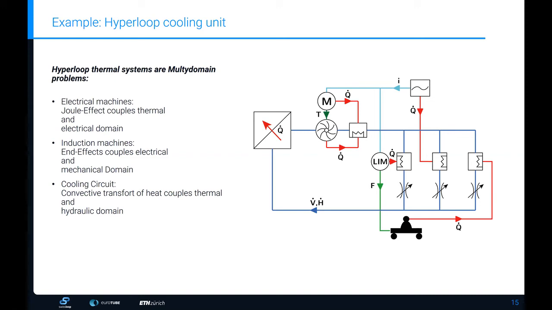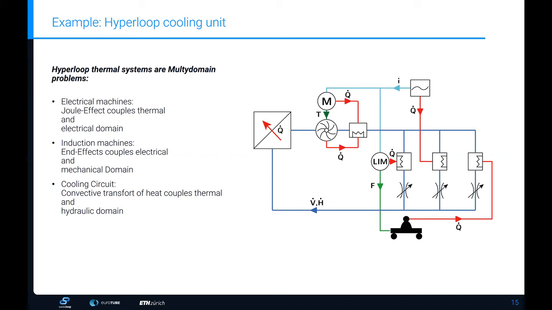And also because we are using induction motors, namely the linear induction motors, they suffer from end effects. And these end effects are coupling the electrical and mechanical domain, because end effects are scaling with the speed of the vehicle. And if your vehicle is fast, you will have more end effects and more losses due to end effects in the limb, and therefore the limb will be heated up more when there is more speed. So you have a coupling in the electrical and in the mechanical domain because of that.